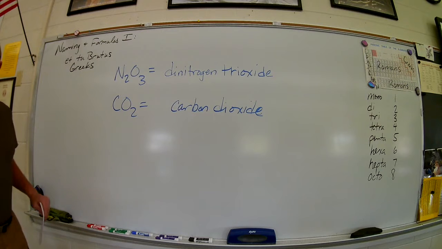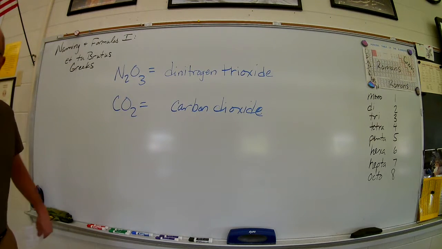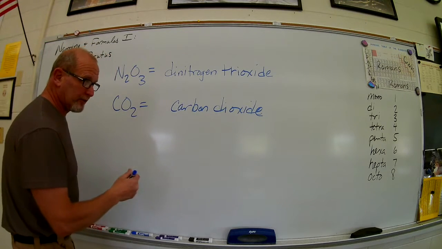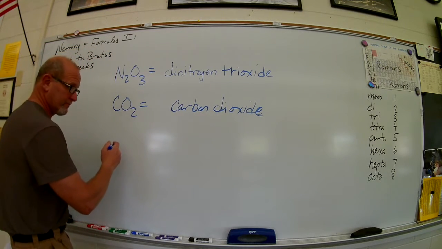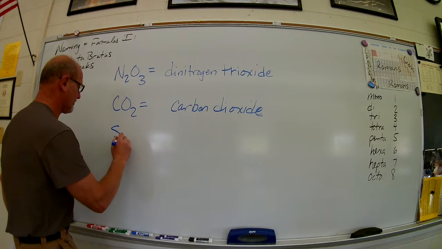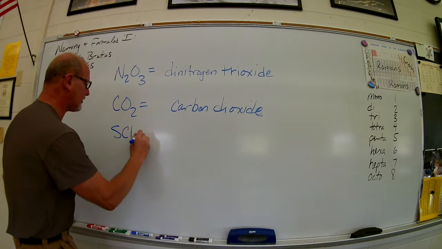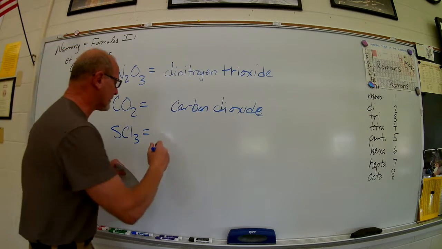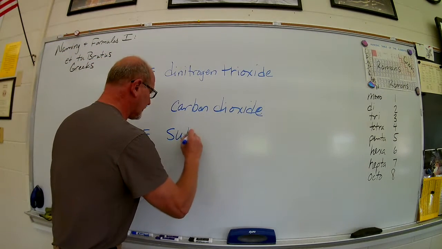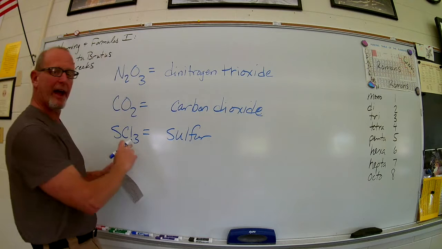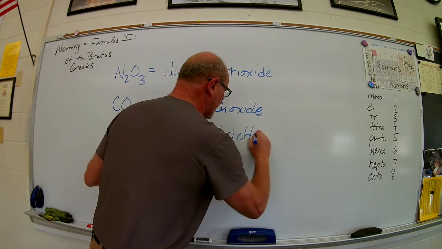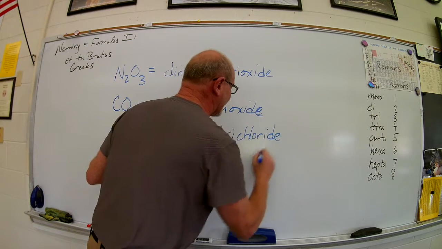Say, Smath, that works great, but these are both oxygens. What if it's something different? Well, let's go with, say, SCl3. Now I've got 1 sulfur. I'm not going to write a mono there. I'm just going to write sulfur. And then I have 3. That's a tri, and in this case, it's going to be a chloride.